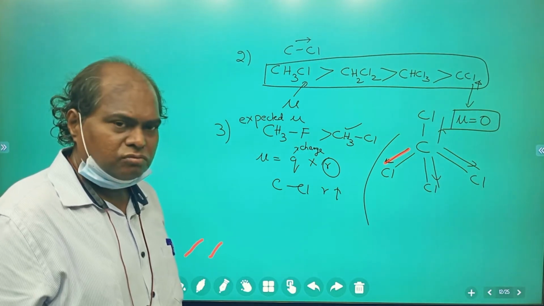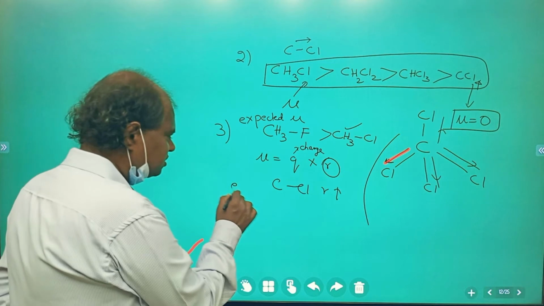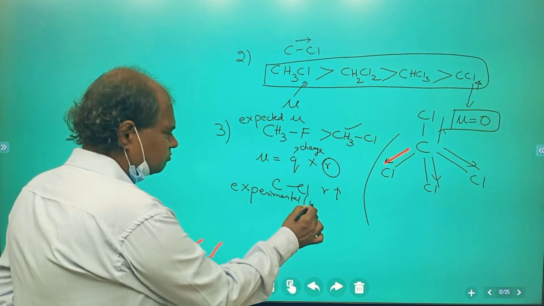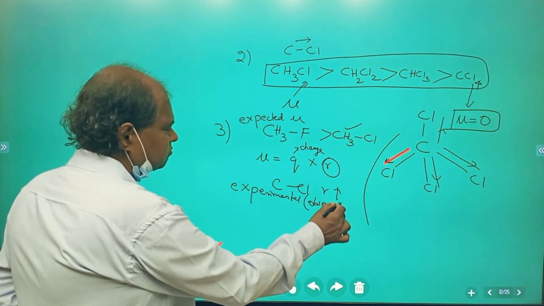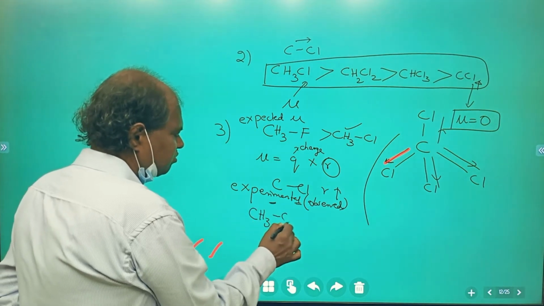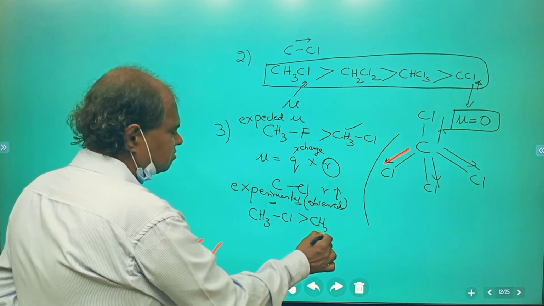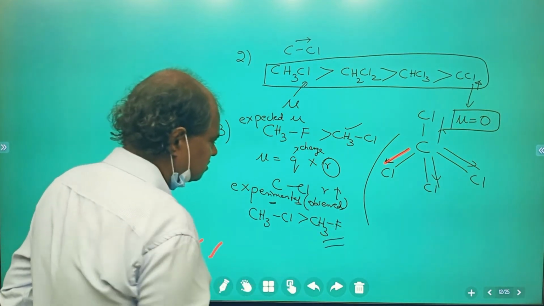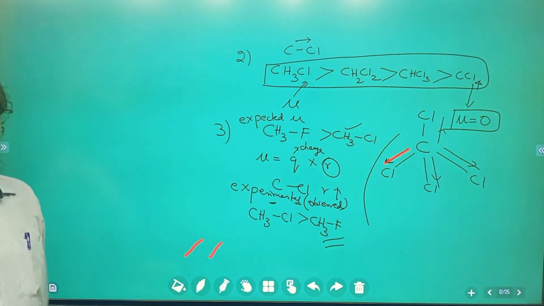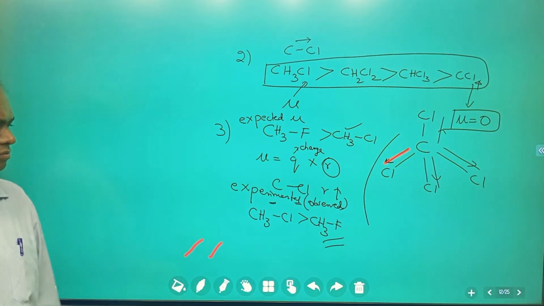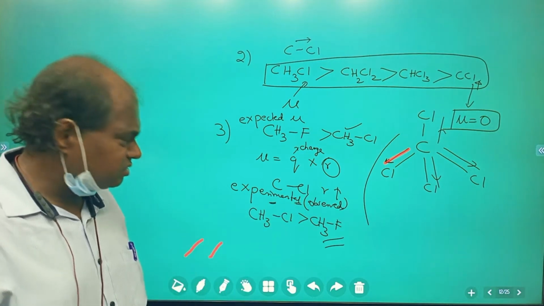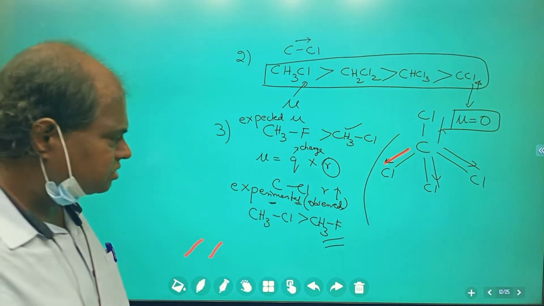Okay. So as a result, what is observed experimentally is that CH3Cl has more dipole moment compared to CH3F. This is what is observed, students. Fine. Because the distance factor is dominating, so that's it. So this is one exception actually, right? Please remember all this. Very, very important.